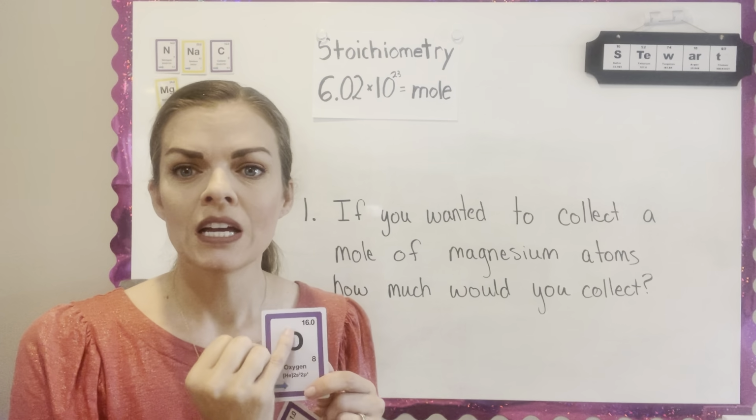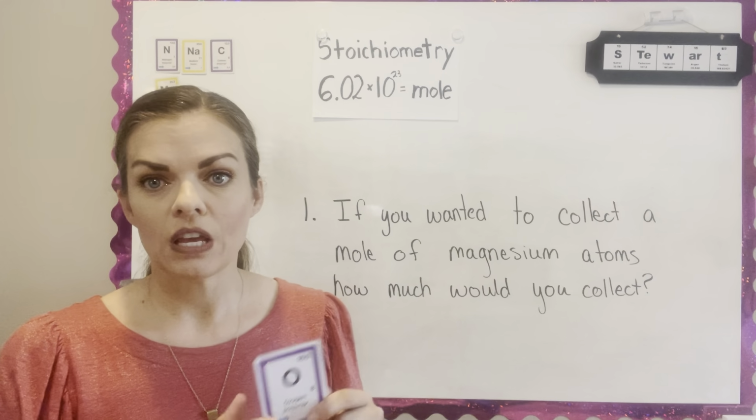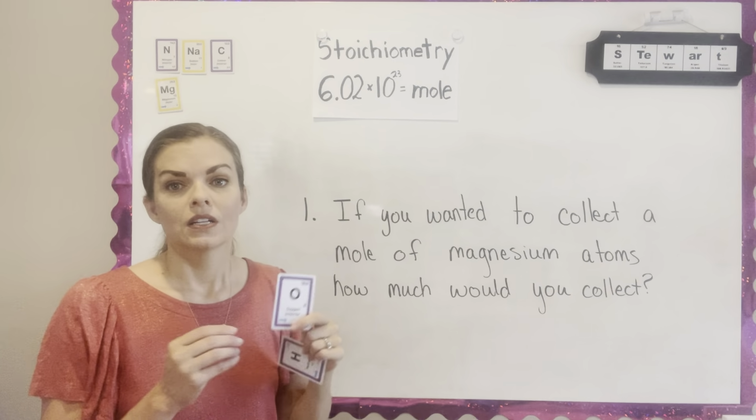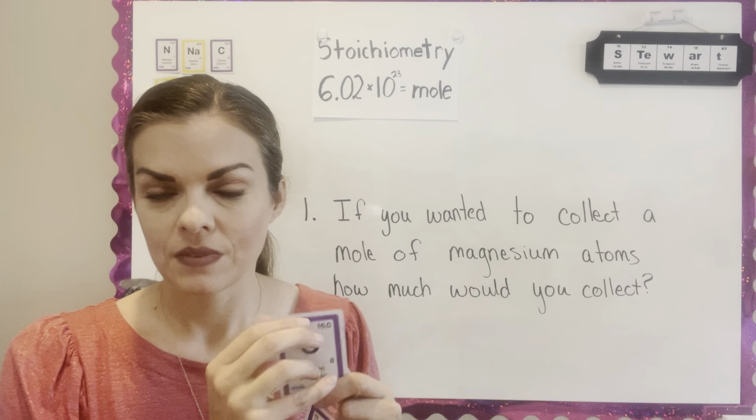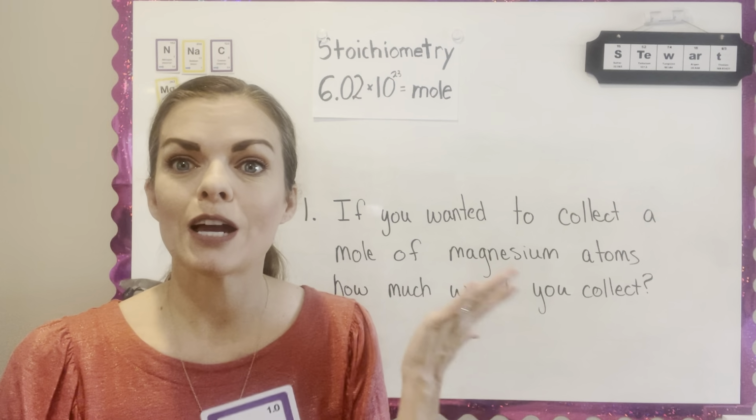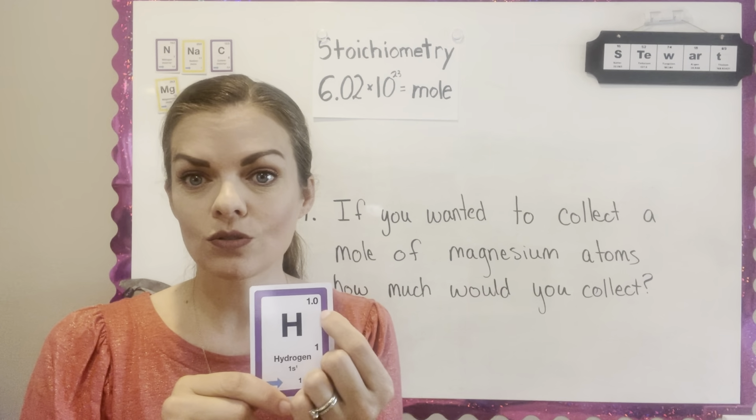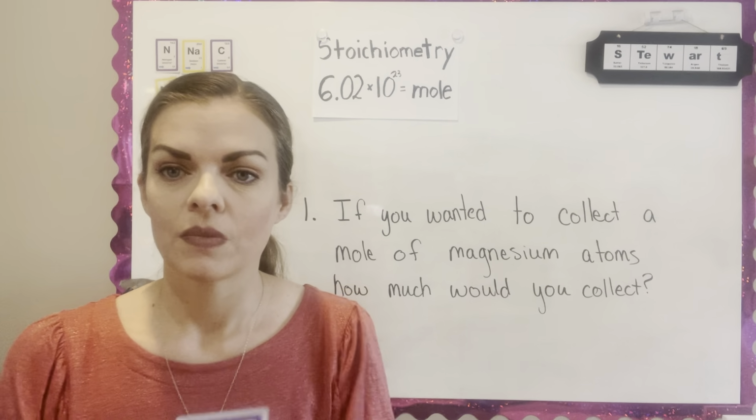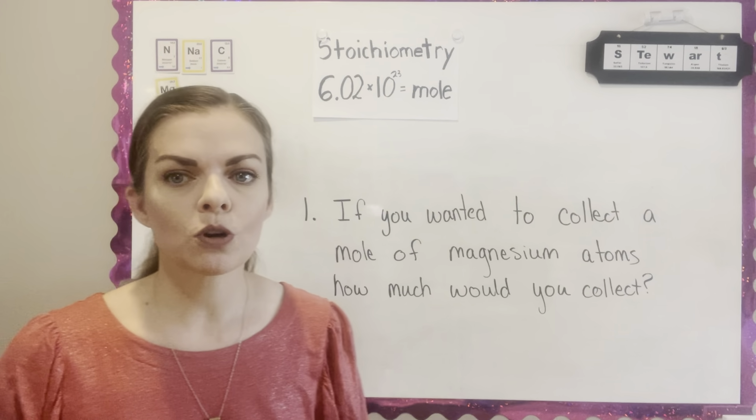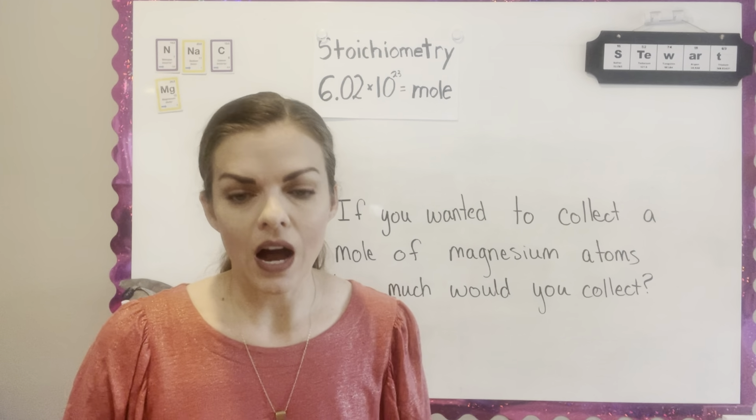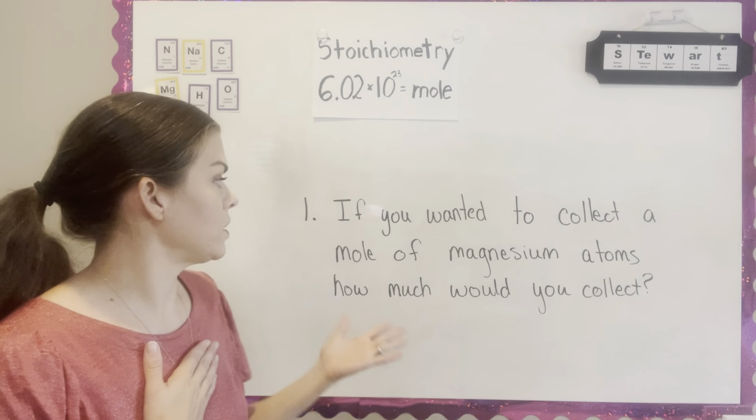This number tells me how many grams 1 mole of oxygen weighs. So if I have 6.02 times 10 to the 23rd atoms of oxygen, it weighs 16 grams. And if I have 6.02 times 10 to the 23rd atoms of hydrogen, that weighs 1 gram. This is how we're going to be measuring out our atoms. So if you are doing an experiment and you need 1 mole of oxygen, you're going to measure out 16 grams of oxygen.